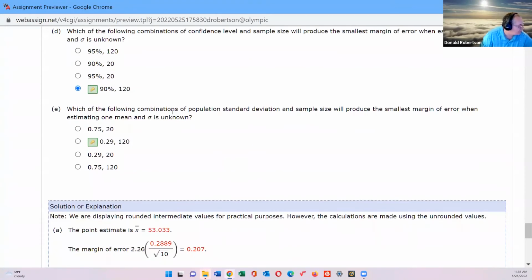Now, which of the following combinations of population standard deviation and sample size will produce the smallest margin of error? So the first number is the standard deviation, and the second number is your sample size, right? And again, you want the smallest margin of error, right? Well, isn't 120 better than 20? So you agree it's either this answer or that answer. Wouldn't a small standard deviation make a small margin of error, and a big standard deviation make a bigger one? And that's the answer to why it's that one.